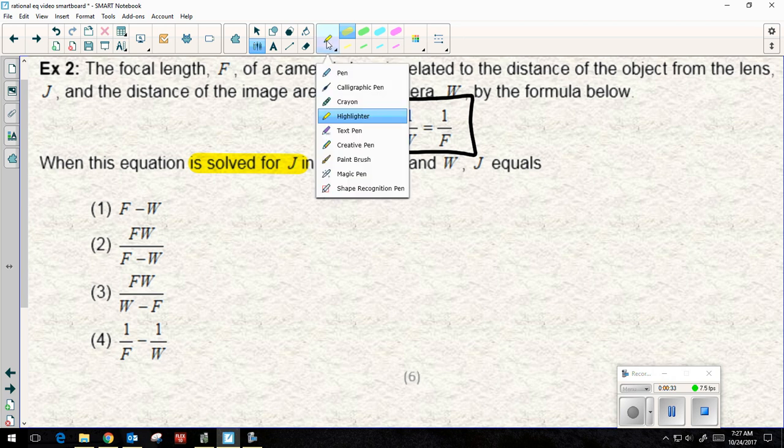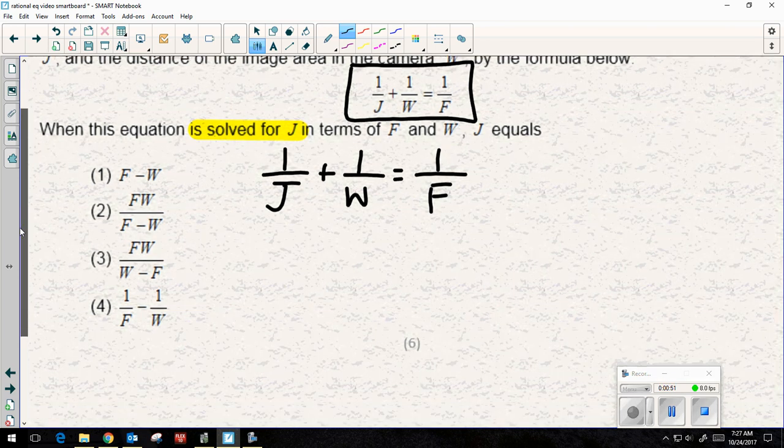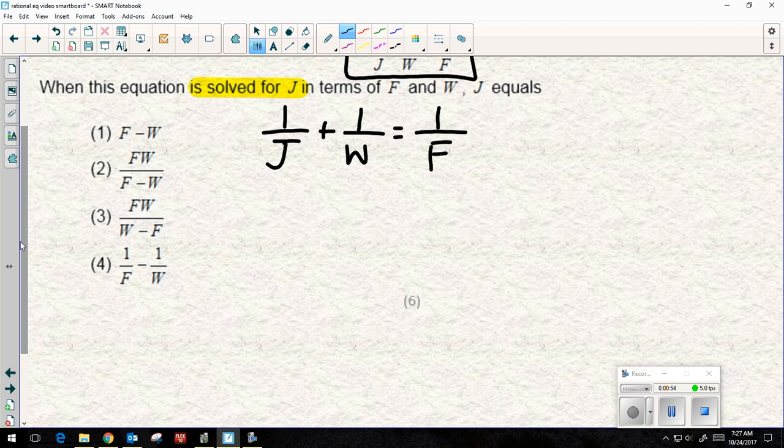So that means I want to get the j by itself. So I have 1 over j plus 1 over w equals 1 over f. So I want to look at my denominators. I have a j, a w, and an f. So that means I need to have all of those because there's three separate things in my denominator. And remember, we multiply by what's missing. So in my first denominator, I'm missing a w and an f. So I'm going to multiply the top and bottom by a w and an f.